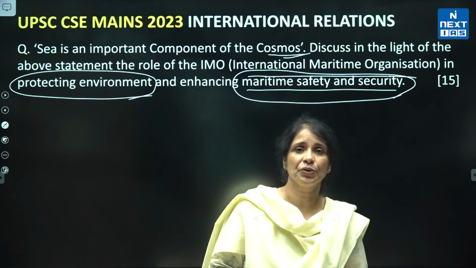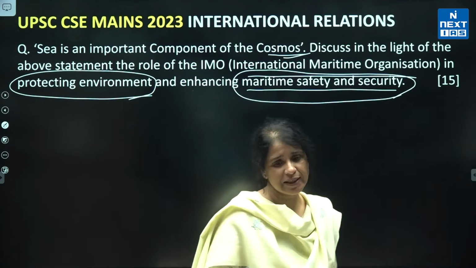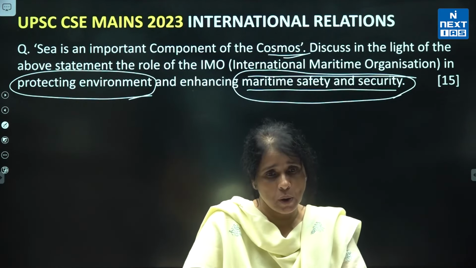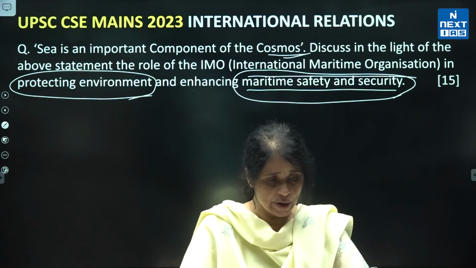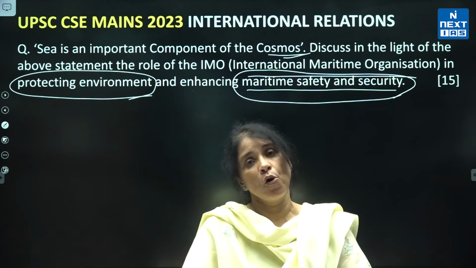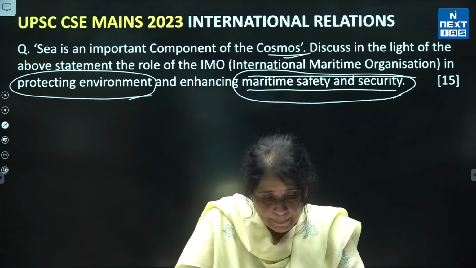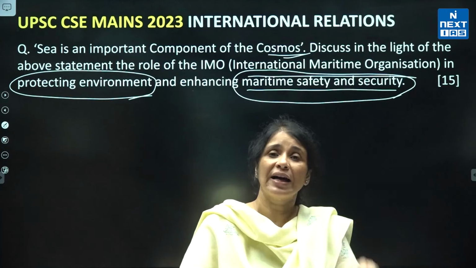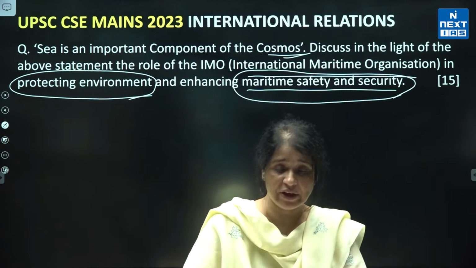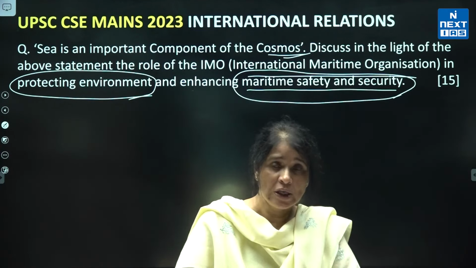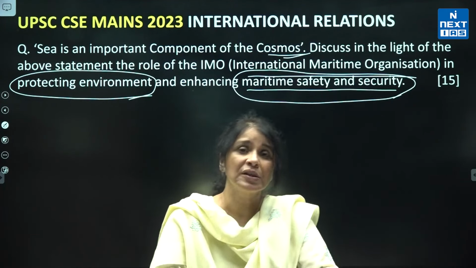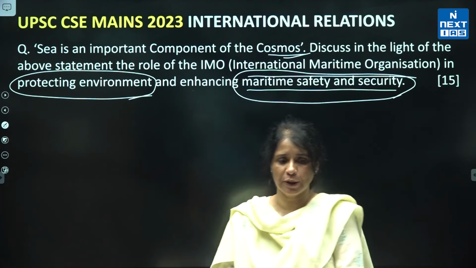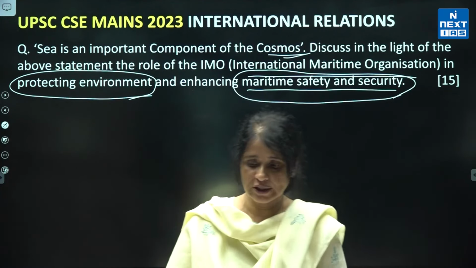And when it comes to safety and security, here also you will see that it is working for the safety and security of ships, their design, and their interconnection with ports, vessels and cargo to provide security. For that it has come up with the ISPS code. It has introduced the ISPS code to enhance the safety of ships, vessels, ports and all.